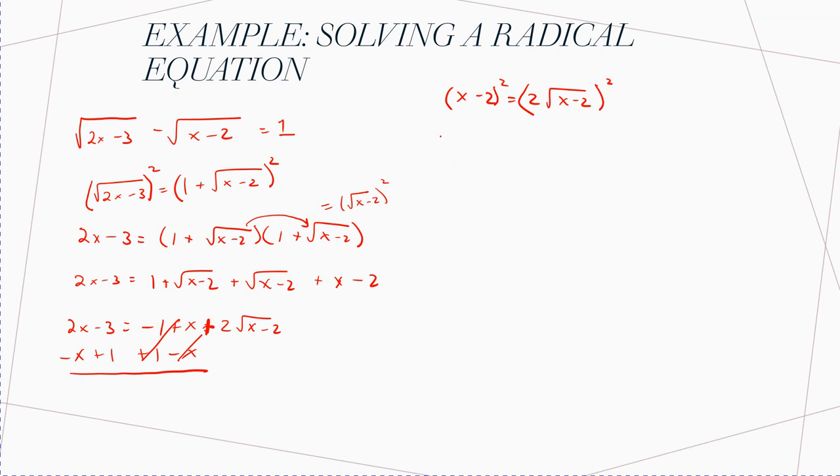All right, so x minus 2 squared, I'll let you FOIL it out, but you end up getting x squared minus 4x plus 4 is equal to, now here's where it gets confusing, you're going to square the 2. The 2 squared becomes 4. And then square root of x minus 2 squared is x minus 2. So now distribute.